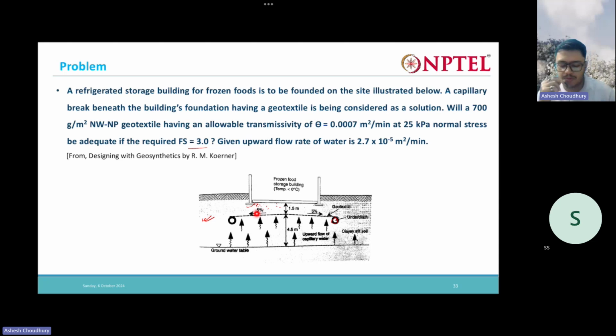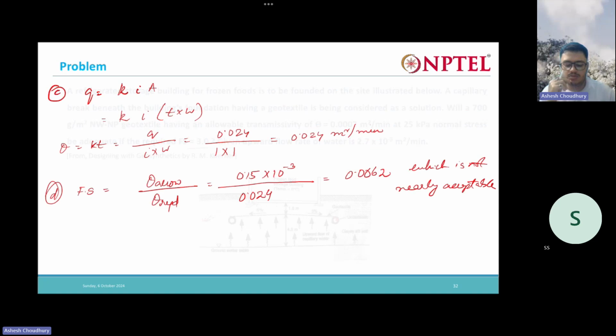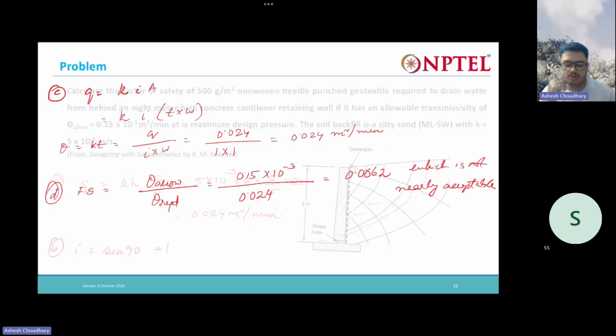For that purpose, they have used a drainage system, so that when water comes up, it can be drained out using this geotextile drain. Okay, and yeah, you understand, right?